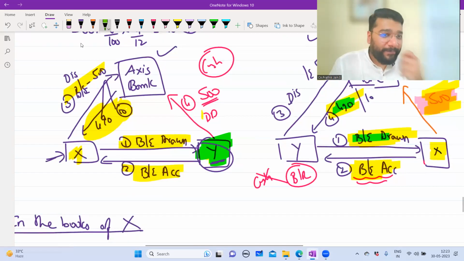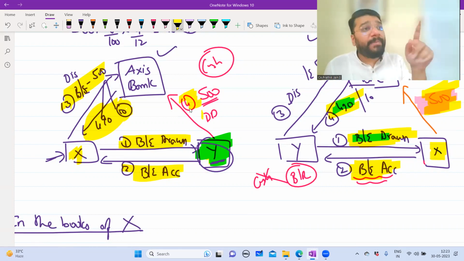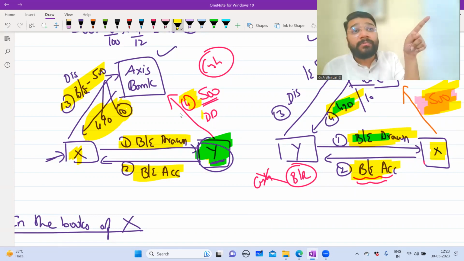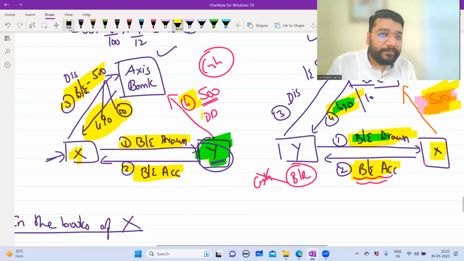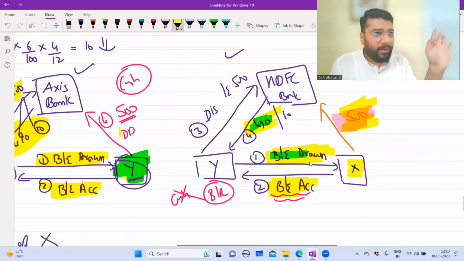Fine. Now coming back. Guys, the bill has been discounted. This discounting entry, we have passed it. Third entry. The fourth entry is what? Y is making the payment to Axis Bank. Will I record it in X's book? No. So leave it. Now come back here. First entry, bill drawn entry: recorded, not recorded? The bill accepted entry is recorded.